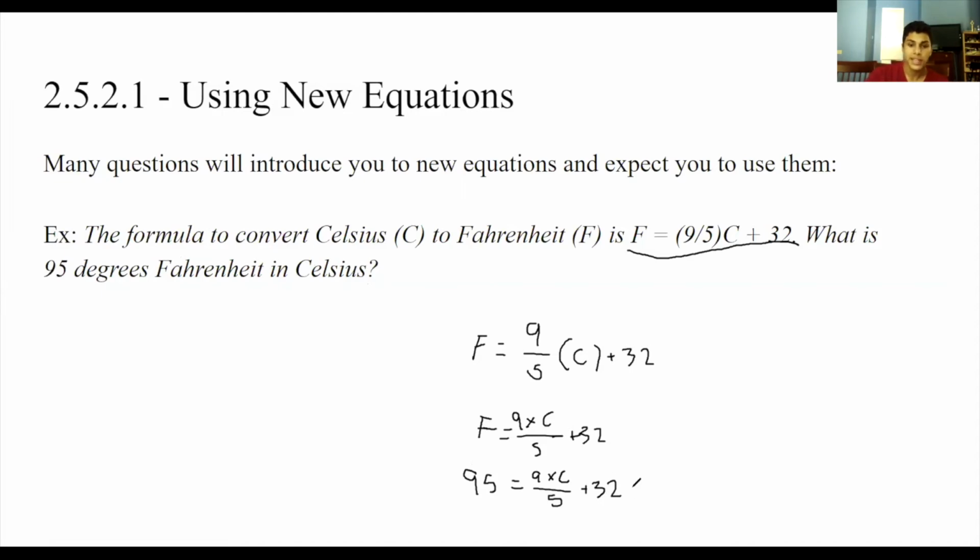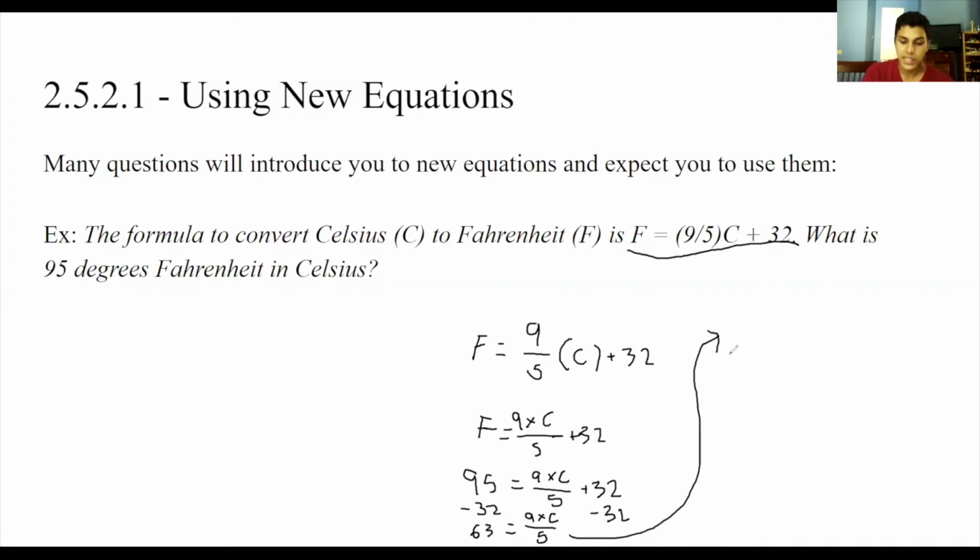So first I need to get all the variables to one side and all the constants to the other side. So I need to subtract 32 because that's the opposite operation of addition. If I subtract 32, on the left-hand side, that gives me 63. And on the right-hand side, I just have 9 times C divided by 5. And I'm going to move up here, up to the right, just because I'm running out of room.